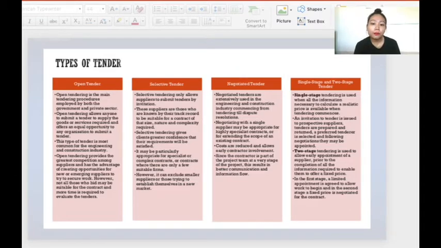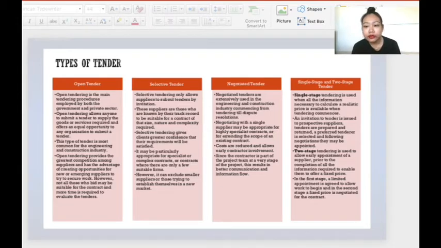So basically, negotiated tender is the one that is being chosen earlier on. This kind of tender only involves one contractor, the one with expertise, the one that already has a reputation or has done work, mostly for governments. Okay, and then the next one, single stage and two stage tender.